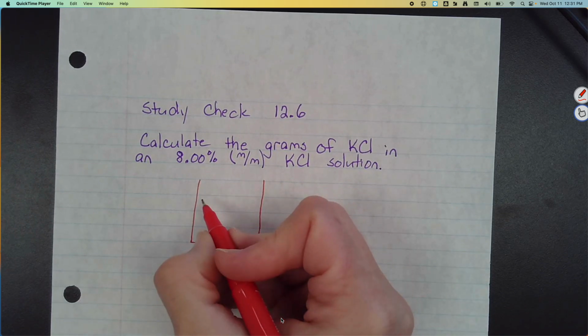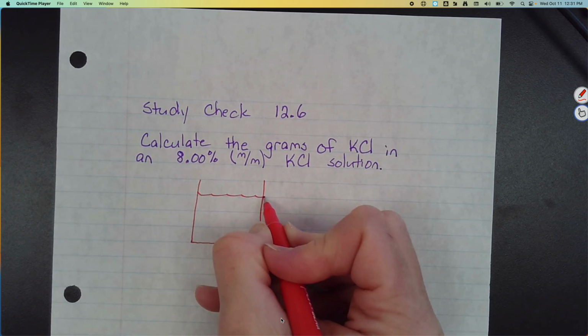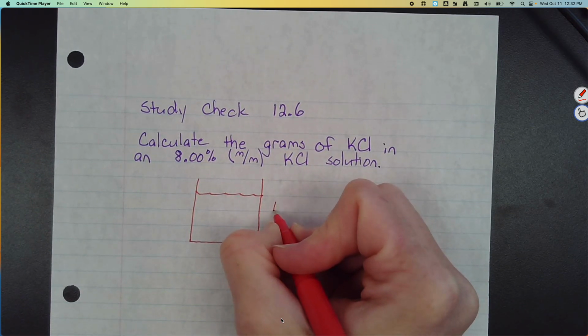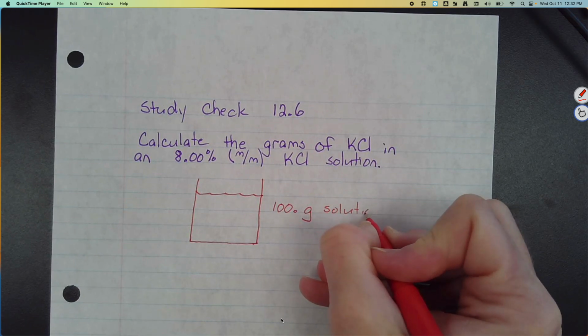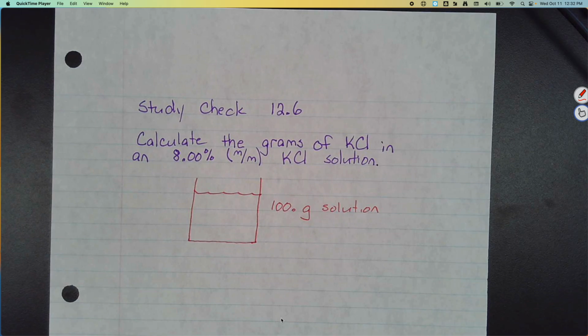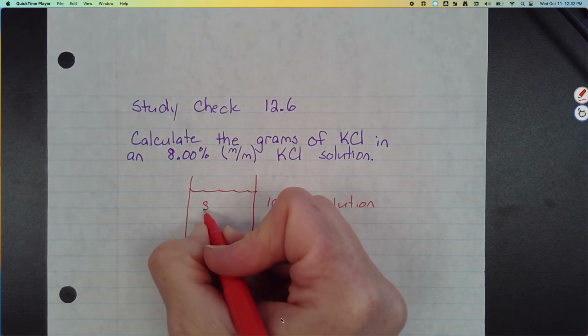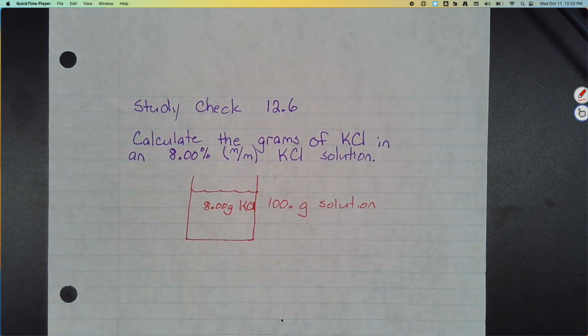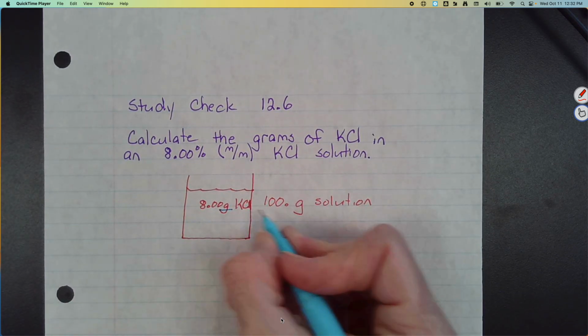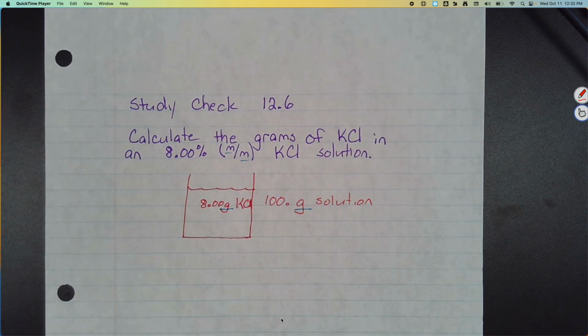An 8% by mass solution means that if I put exactly 100 grams of solution in a little beaker, 8 of those grams are KCl. That's what it means to have an 8% solution. The reason I knew to go with grams and grams was because of the mass and the mass piece of that right there. So that's the meaning of an 8% by mass solution.